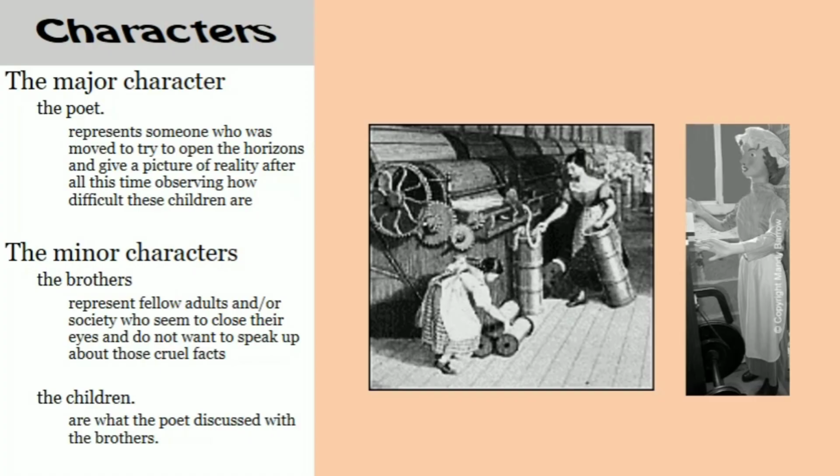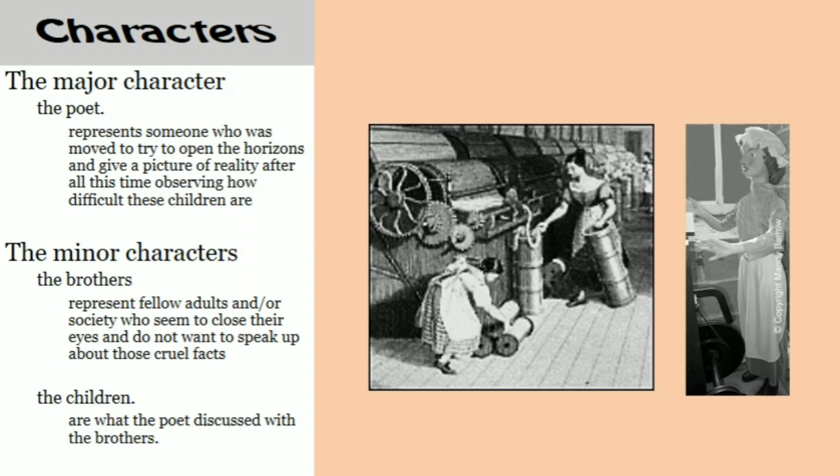Next question, who are the major and minor characters? What do they represent? And how do they relate to one another? So the major character here is the poet. The minor characters are the brothers and the children.